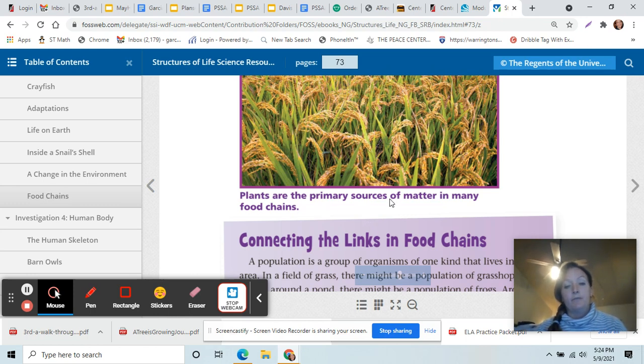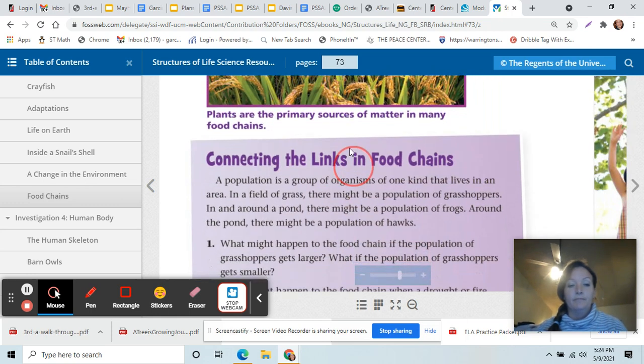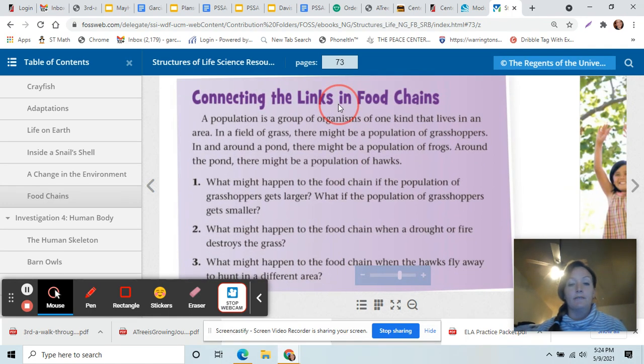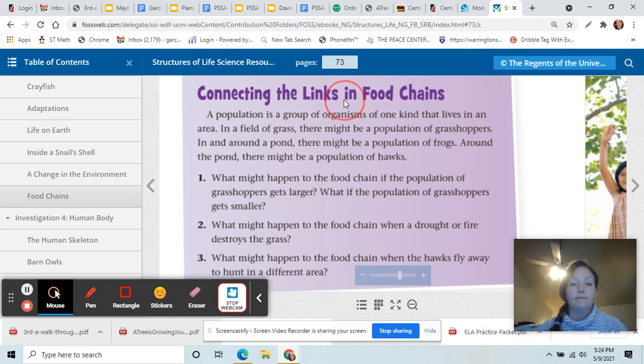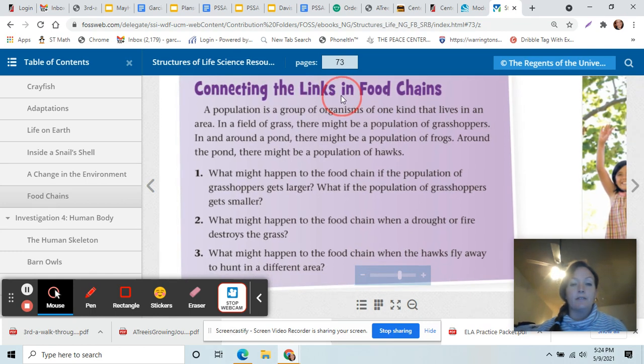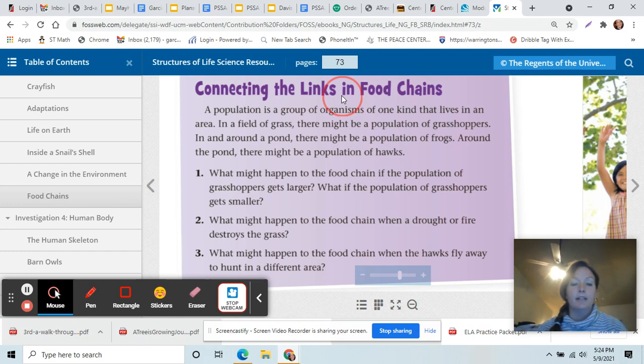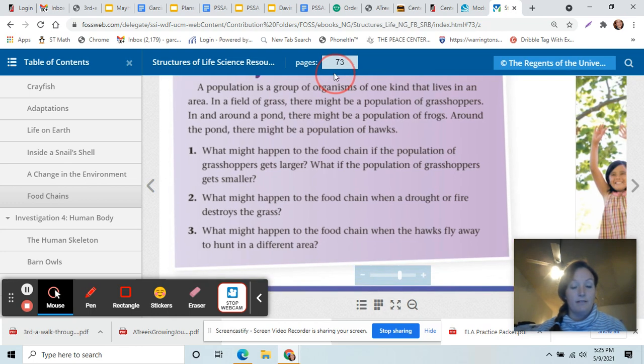Plants are the primary sources of matter in many food chains. So what I'd like you to do as a response is connecting the links in food chains. A population is a group of organisms of one kind that lives in an area. In a field of grass, there might be a population of grasshoppers. In and around a pond, there might be a population of frogs. Around the pond, there might be a population of hawks.